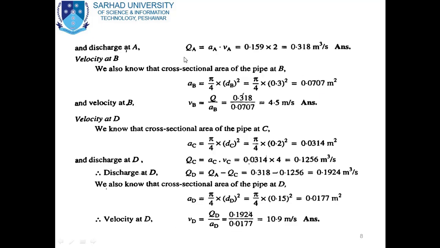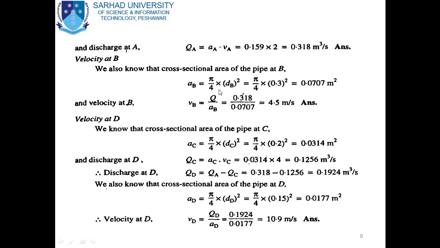So put the value, you will get the value of discharge at point A, which is equal to 0.318 cubic meter per second. Now we have to find the velocity at point B. We know that the cross-sectional area of the pipe at B is equal to pi by 4 dB square. dB value is already given, which is 0.3. So we will get the area AB, which is equal to 0.0707 square meter.